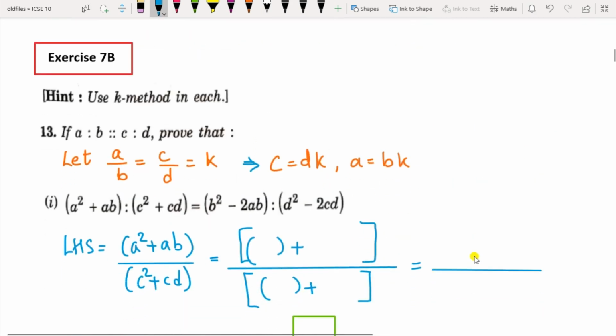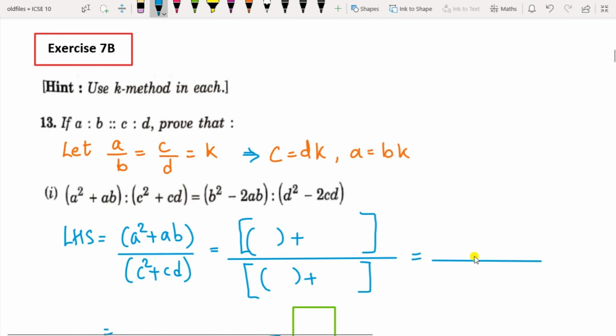So let us start from question number 13 by using the K method of exercise 7b. First question here: if A is to B is to C is to D, then prove that. This question has been given. So let us consider this. We have to write it as A upon B equal to C upon D. Let us consider it equal to K. Then the value of C here will be dk and the value of A will be bk. Now in place of A you have to substitute bk, and in place of C you have to substitute dk.